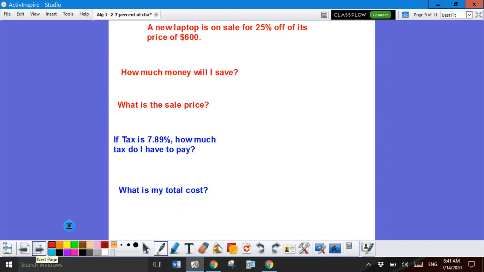All right, now let's take a look at this one. So this one has got a sale, which means it's a discount. And remember, we said discount is subtraction. But this one also has a sales tax. Okay? So a new laptop is on sale for 25% off of a price of $600. So here's my original price, $600.